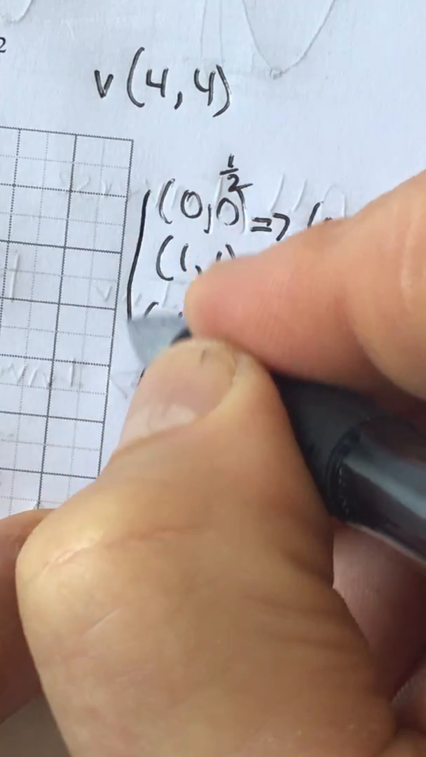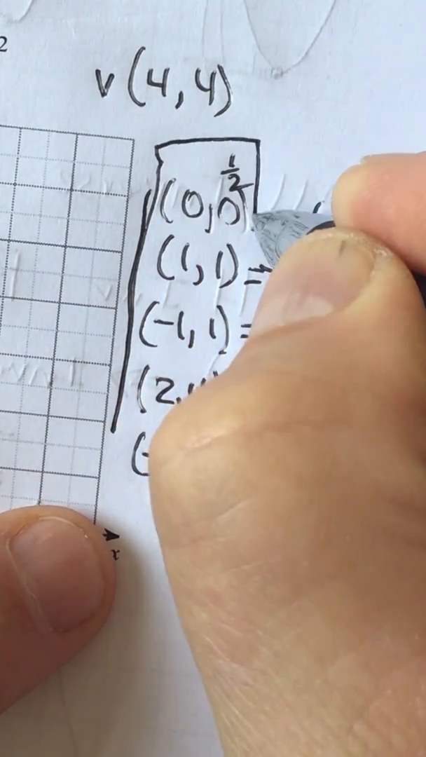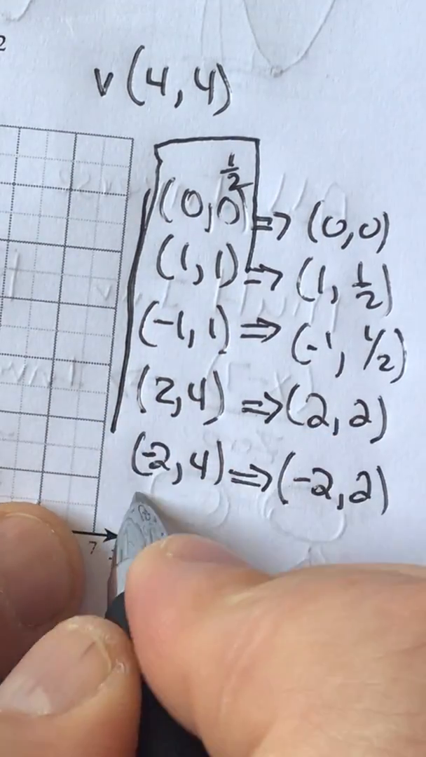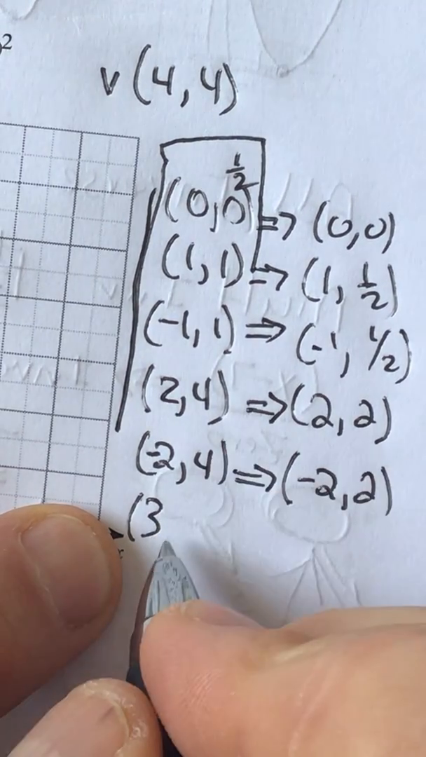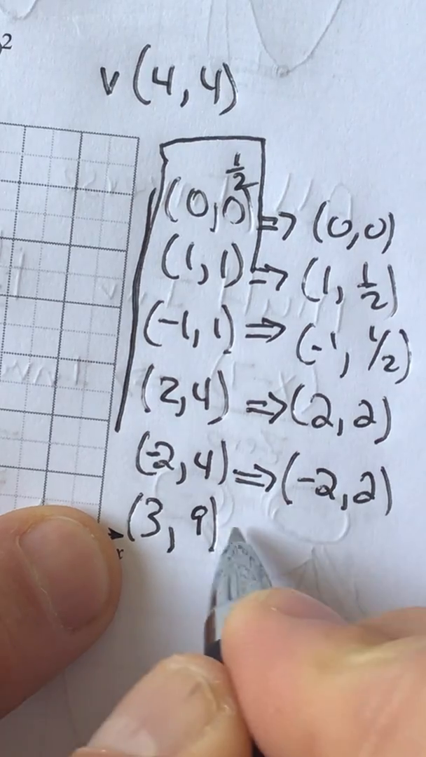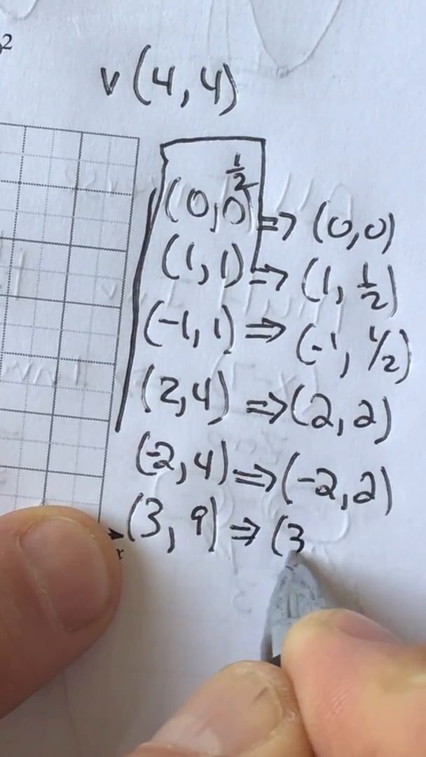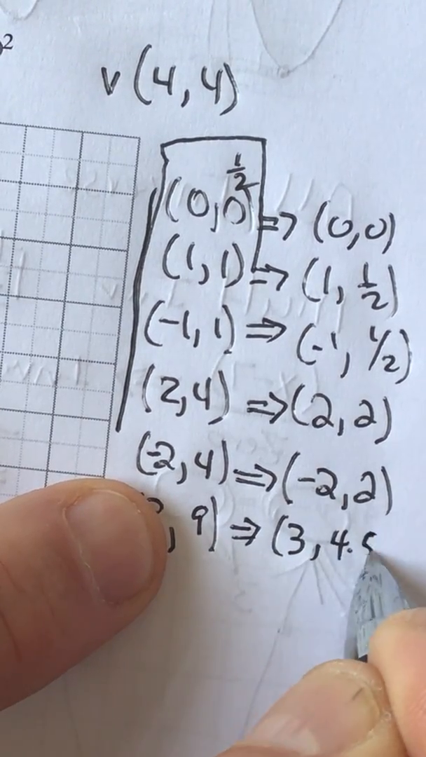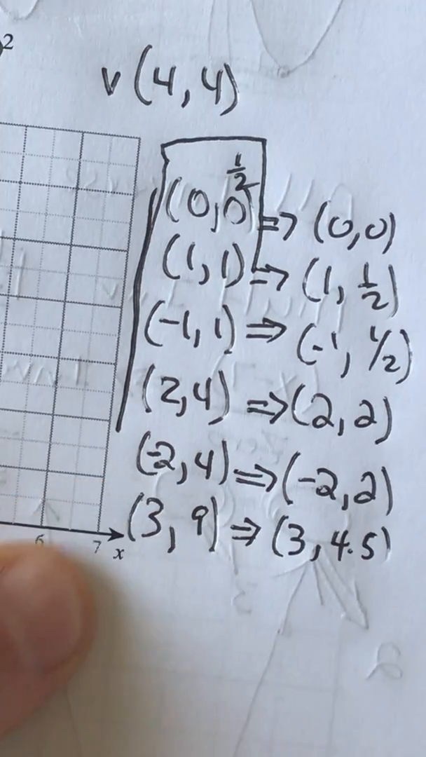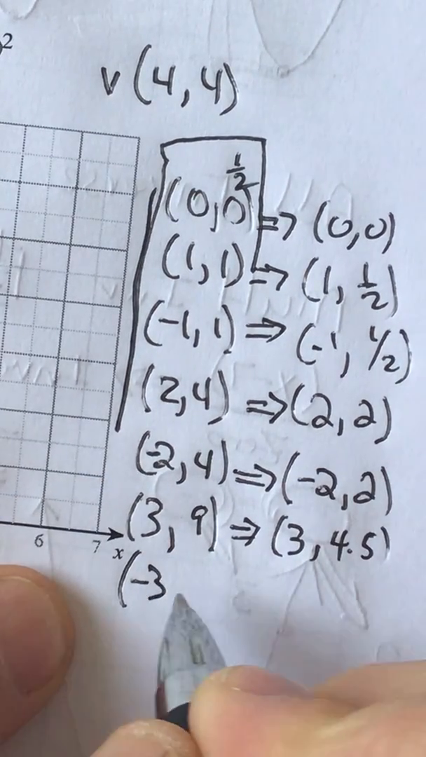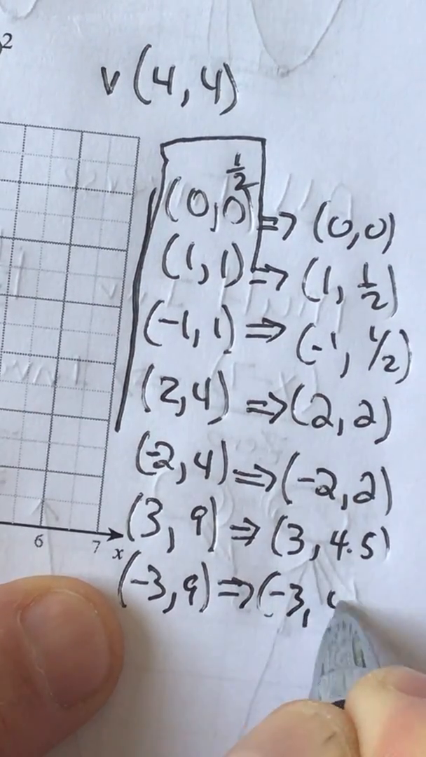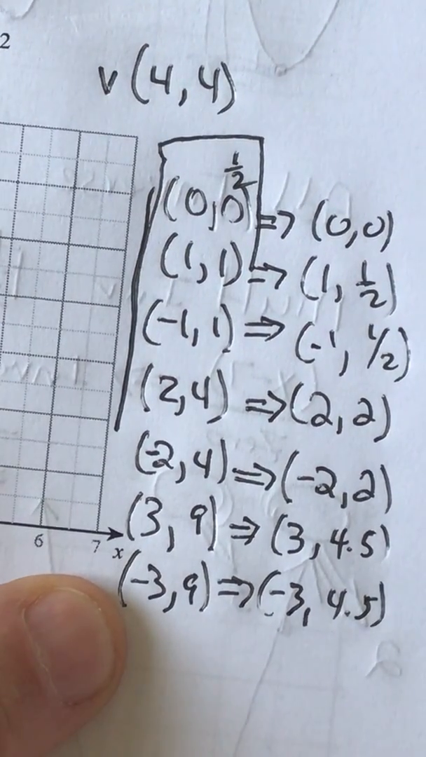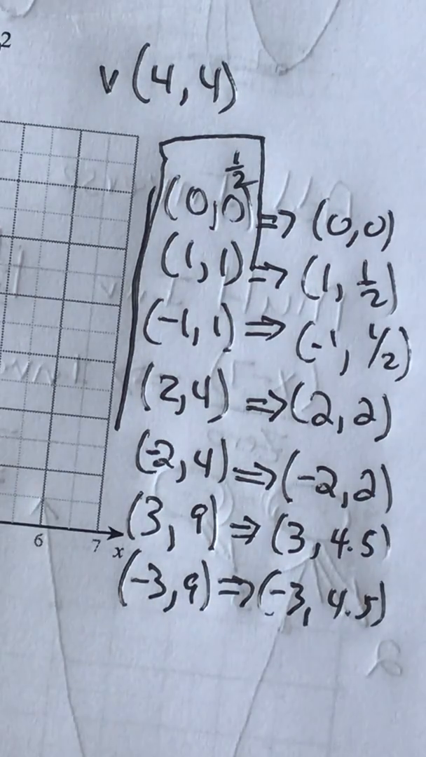So see, these we have to memorize. We have to know what should happen from the parent. And then, of course, I do know the next one. The parent should have been 3, and 3 squared is 9. So that's going to become 3, and then half of 9 is 4.5. And I know the next one, -3 squared is 9 again. So that one will be at -3, and then 4.5, and so on. So you can do as many as you want.